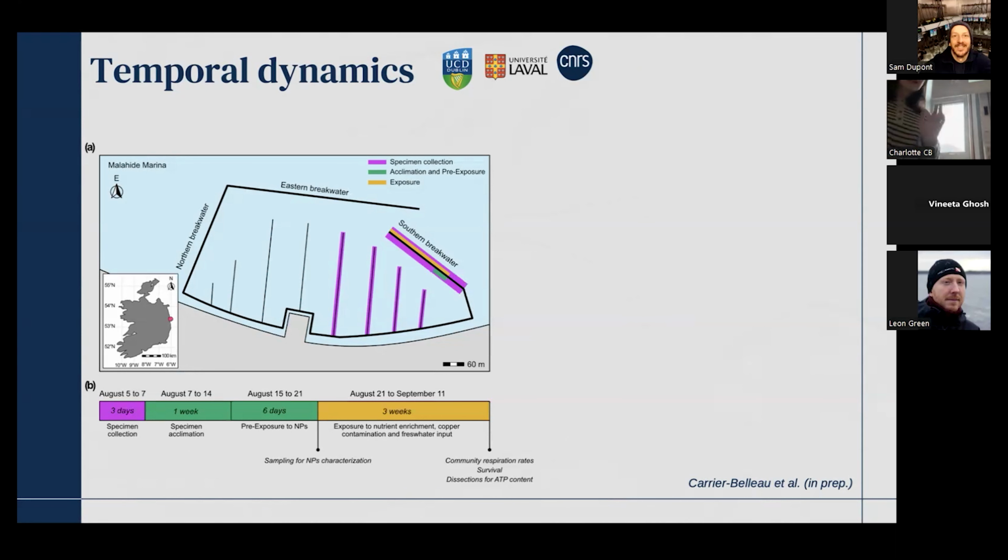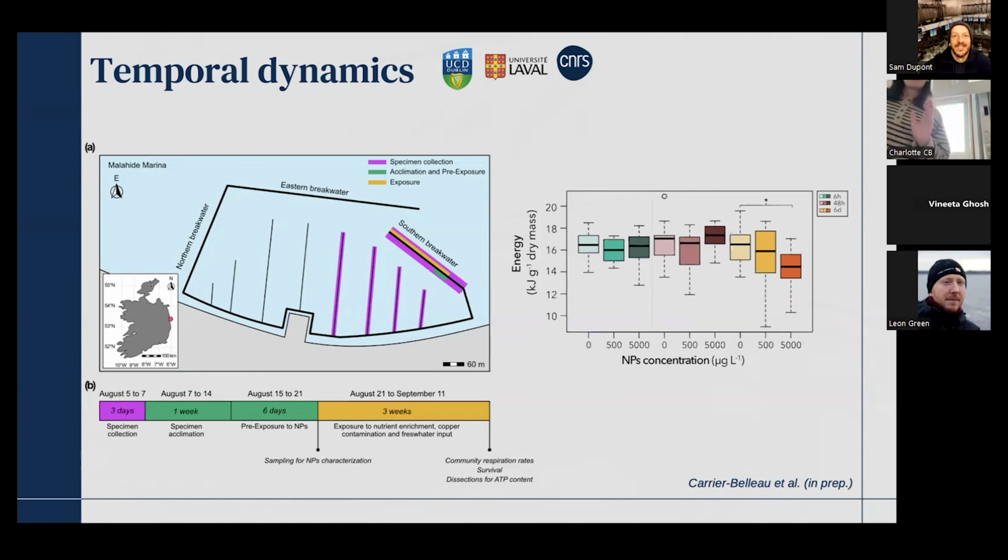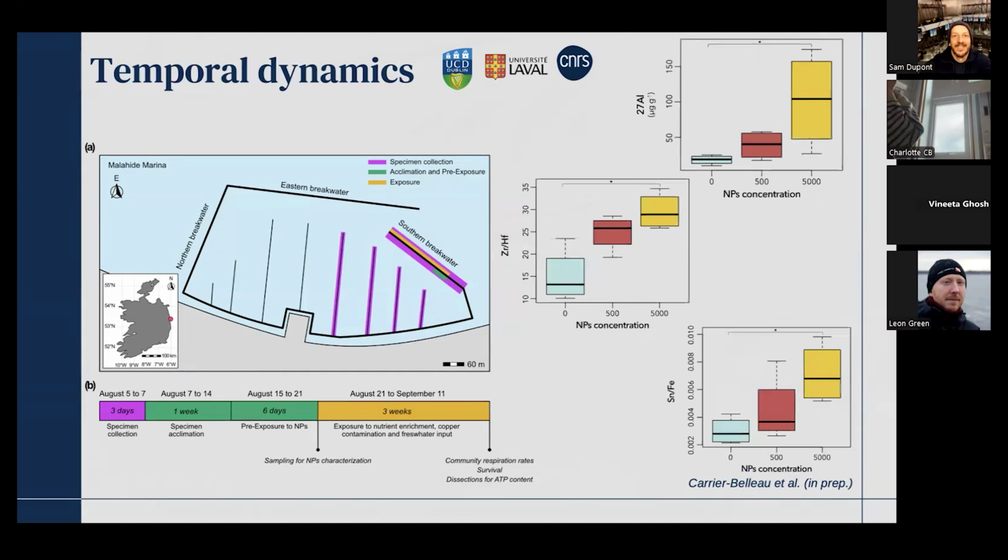Why 6 days? It wasn't completely random. We first did an experiment where we wanted to look at the time of exposure and concentration of nanoplastics on energy content in the blue mussel. And we only saw an effect of the concentration after 6 days of exposure. So if we have less energy in the mussel, we can expect that their tolerance to multiple stressors afterwards will be altered. And a lot of people will say that the impact of nanoplastics is probably not the plastic itself. And we tend to agree with this.